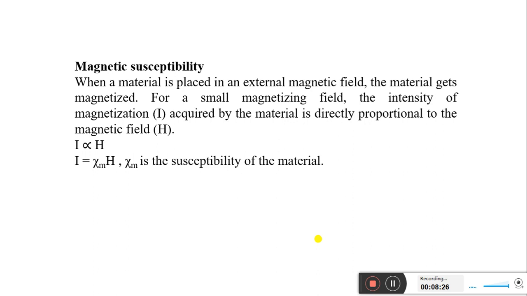Now, what is magnetic susceptibility? Already we have discussed it, but here also we can define that when a material is placed in an external magnetic field, the material gets magnetized. For a small magnetizing field, the intensity of magnetization I acquired by the material is directly proportional to the magnetic field. So we can see that I is proportional to H, or I equals zeta m H, where zeta m is the susceptibility of the material.